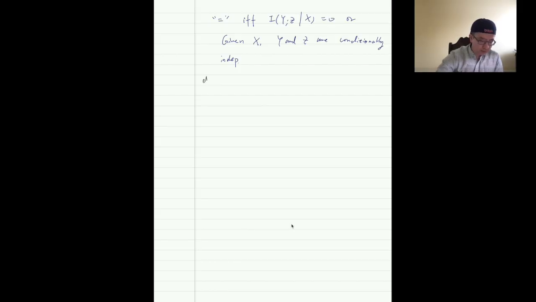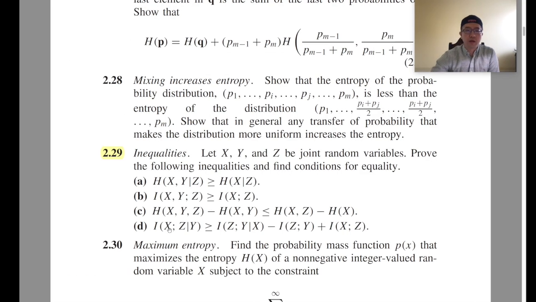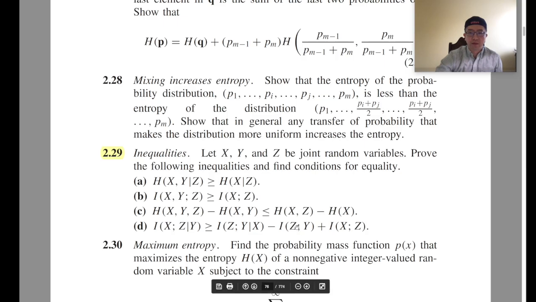For part D, it is the mutual information between x and z given y, right? So let's see. So x and z given y, and what we want to get here is that we have a mutual information between z and y given x, and mutual information between z and y, and also mutual information between x and z. Okay, how can we do that, right? Usually we use the chain rule, right? It means that we can see clearly there's a relationship between this guy and this guy, right?